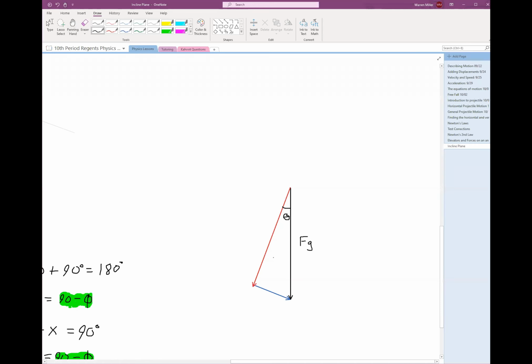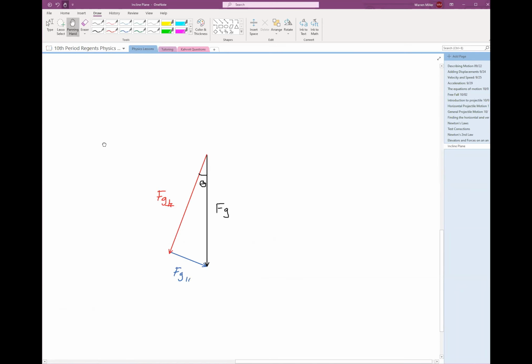And this long side is FG. It's the weight of the object, equal to M times G. And this one down on the bottom is FG parallel. That's the part of the weight that pushes the block down the incline. And then this one over here is FG perpendicular. This is the part of the weight pushing the block into the incline.